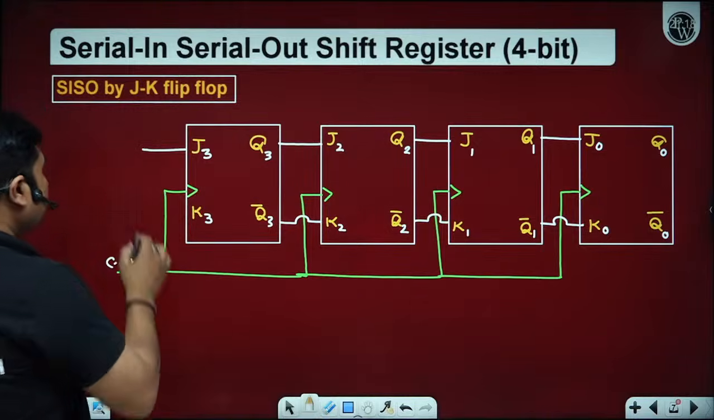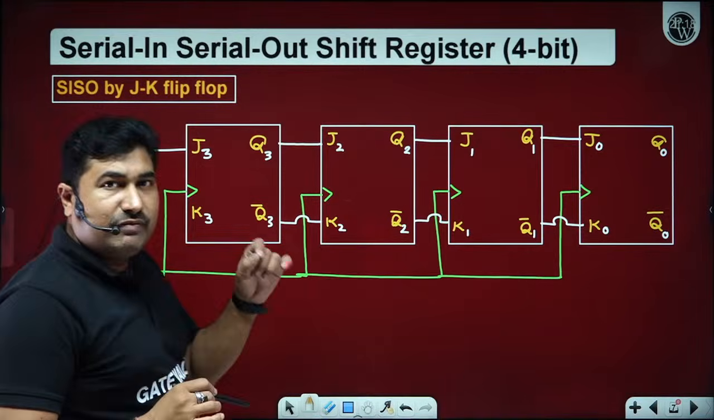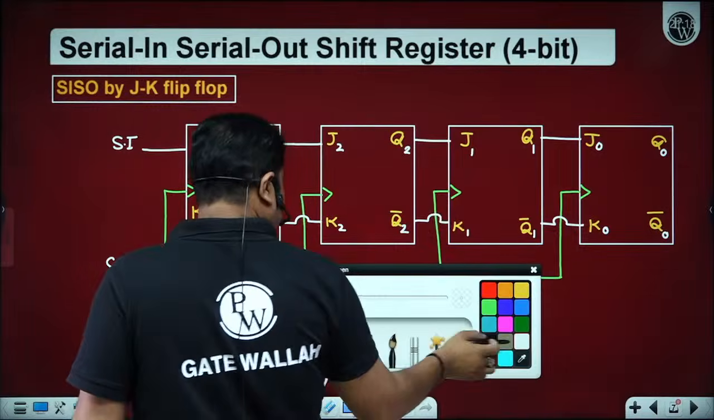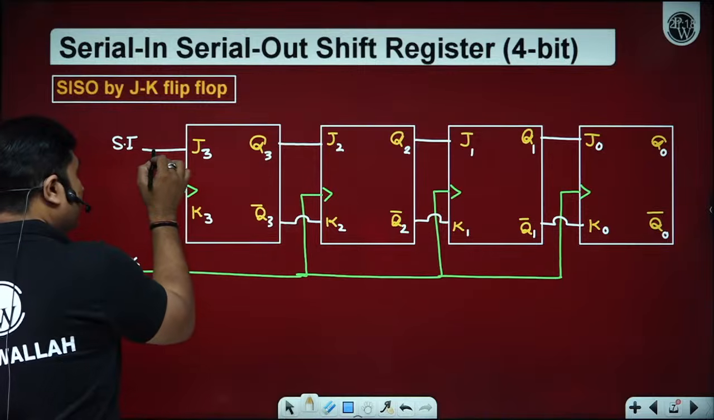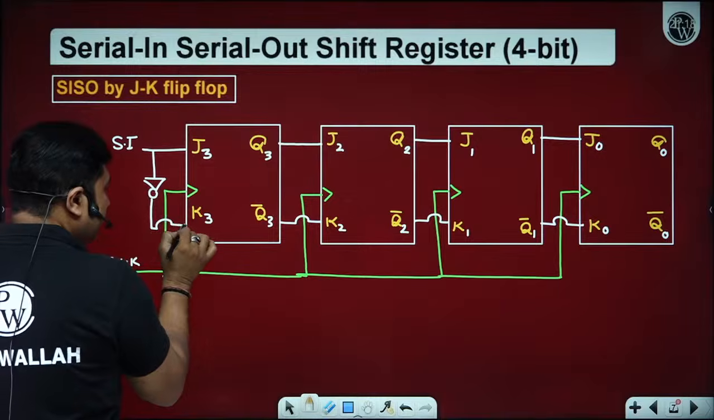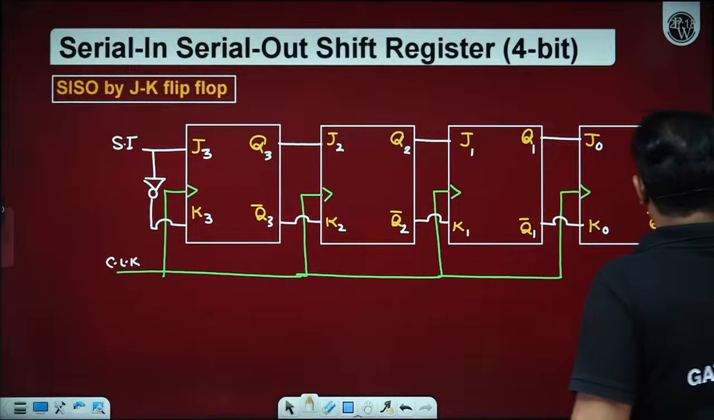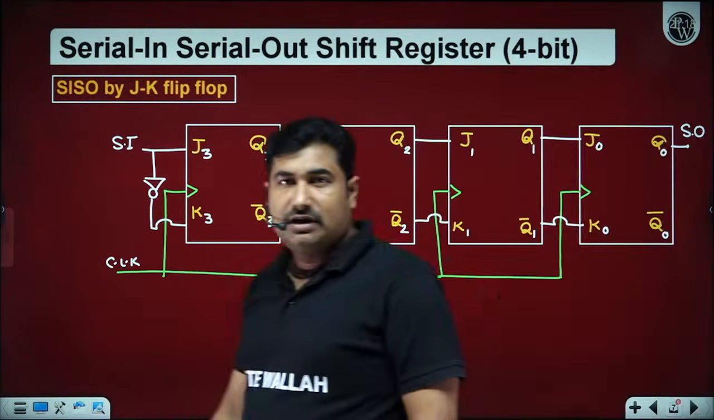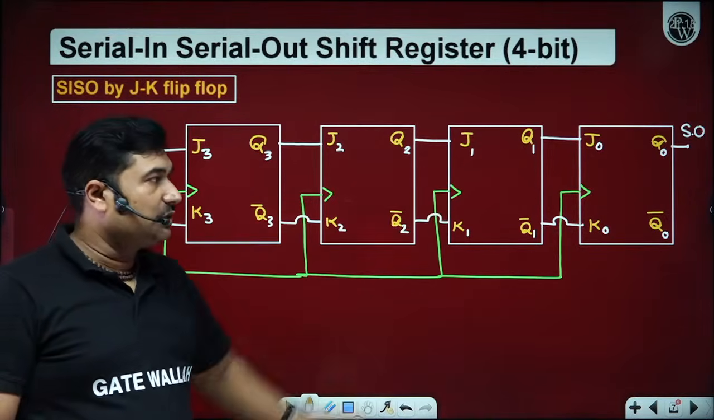Now please observe. Whatever data we apply, we give on only one port, that is the J3 port. Whatever data we want to store, we give onto the J3 port, and there is a NOT gate for the K3 port. And whatever data we want to take out or retrieve from the register can only be done through one output port, that is the Q0 port.